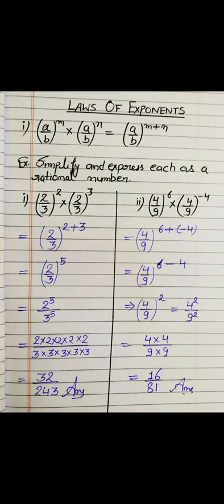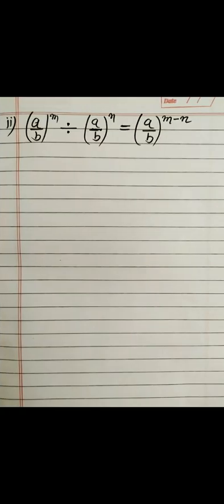Now, the next law is, if we are having such kind of exponents whose bases are same and they are in division, then in division powers subtract. As we are having a upon b to the power m divided by a upon b to the power n, as both are having same base and they are in division, so in division powers subtract.